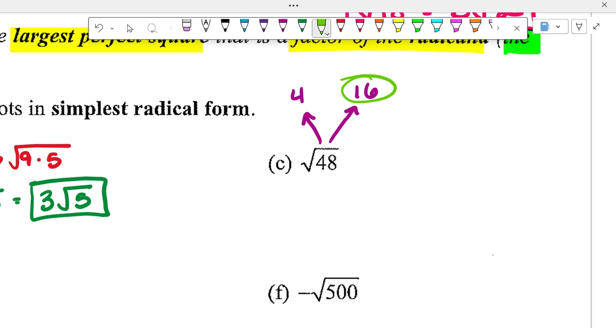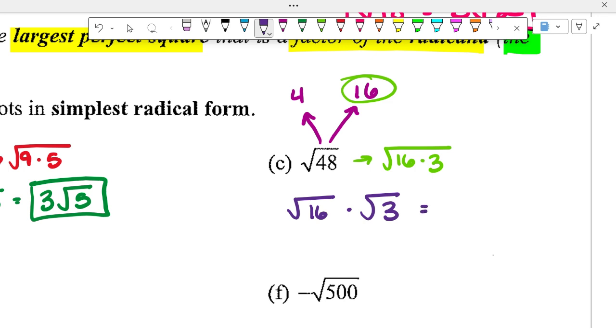All right. So what times 16 gives me 48? 3. So I'll rewrite this as the square root of 16 times the square root of 3. So what would my answer be? Someone who has not talked yet today. 4 what? Square root of 3. Good.